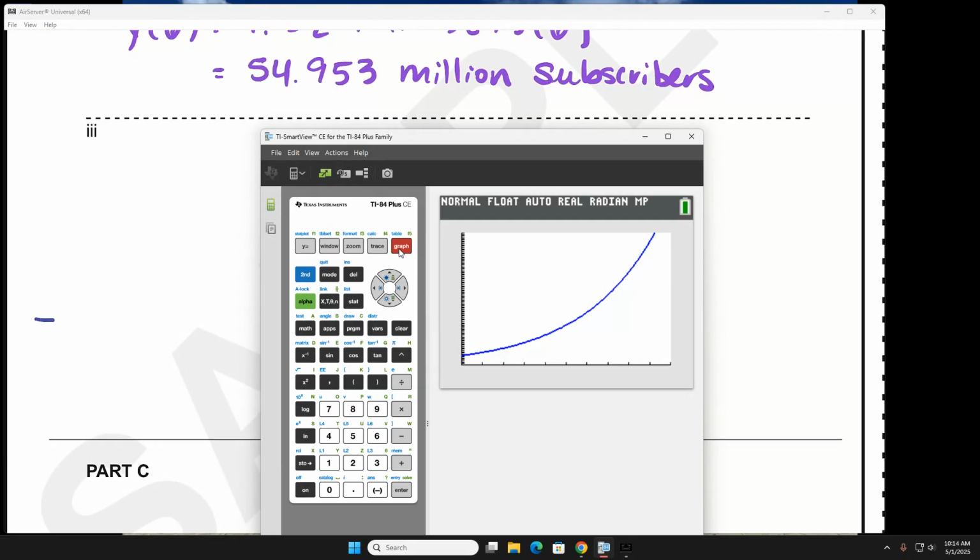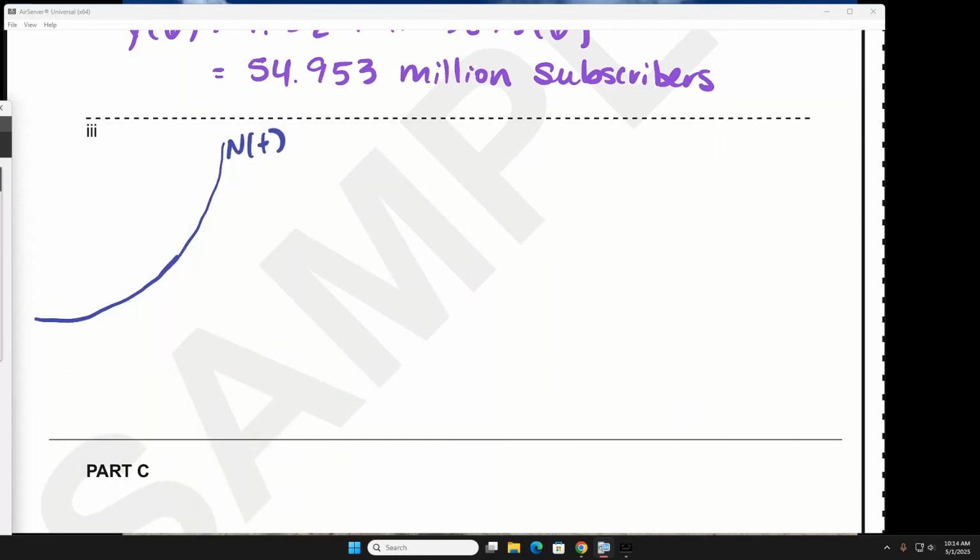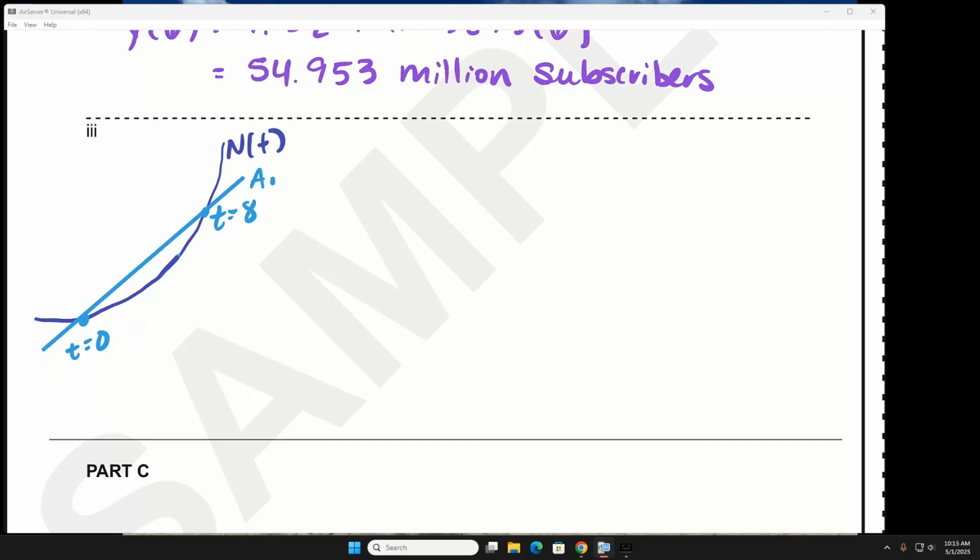So let's take a second and draw that. That is N of t. All right, we're also going to draw the secant line. Now you could graph your secant line too if you wanted to, but this is going to be t equals 0. And we'll say this is going to be t equals 8. The secant line is a straight line through those points, and that's A sub t.